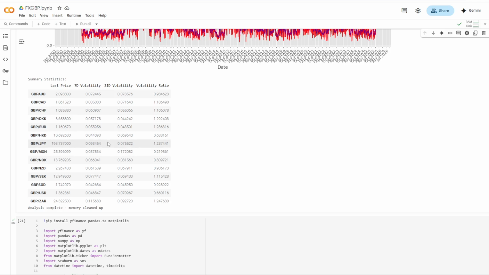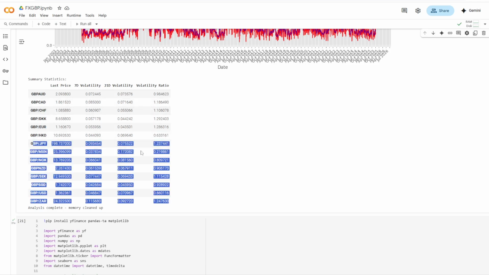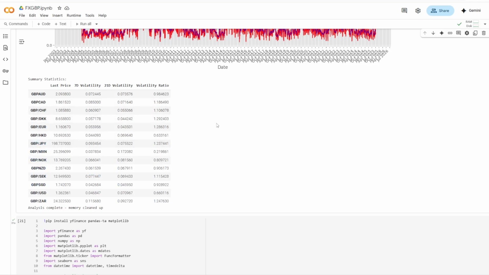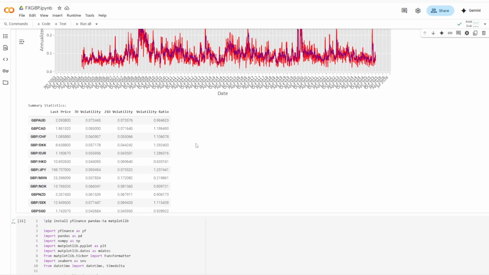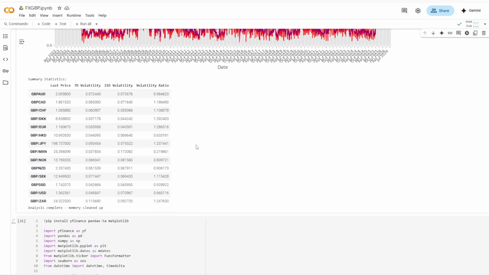Now, for a really random reason, pound yen is very interesting. So you can see here that the 7-day volatility is higher, a larger parameter, than the 21 days volatility. So it means that in the short term the 7 days moving average volatility, standard deviation, is higher than the 21 days standard deviation moving average.